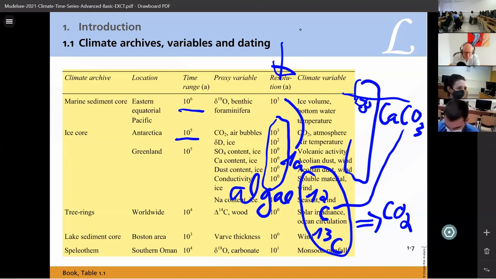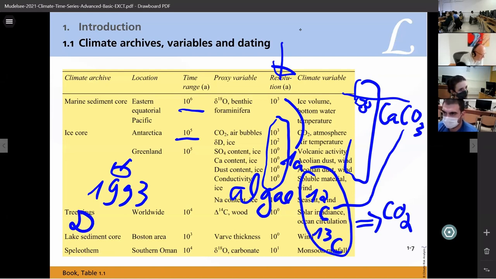Well, of course, let me give an example. From Greenland, in the year 1993 or so, there are papers which document very fast changes in Greenland air temperature. With fast, I mean in the order of a few years. We have dramatic changes, dramatic warmings. These events are called the Dansgaard-Oeschger events.